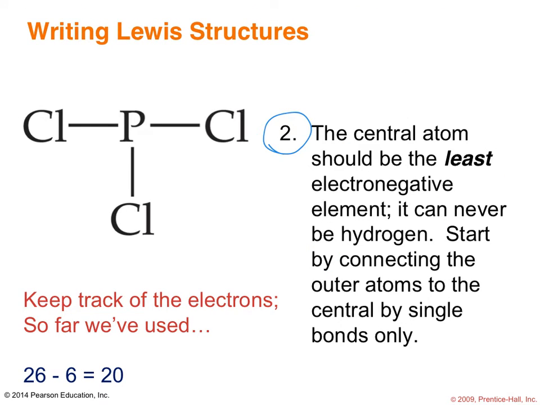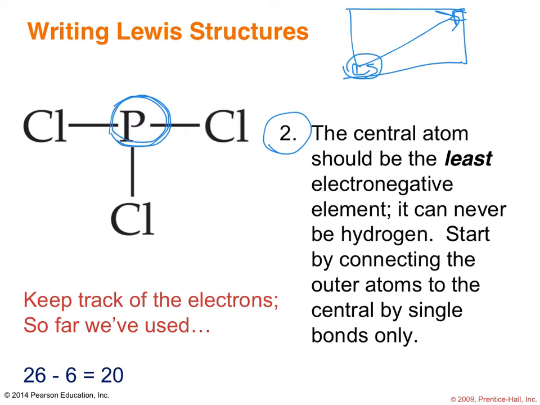The second step is to arrange the atoms so that the central atom is the least electronegative. You know the trend for electronegativity. Fluorine is the most electronegative and cesium is the least electronegative. So put the least electronegative element in the middle. It's almost always the first element in the formula. So in PCl3, that first element they give you almost always goes in the middle. Not always, but the vast majority. Keep in mind the central atom can never be hydrogen.